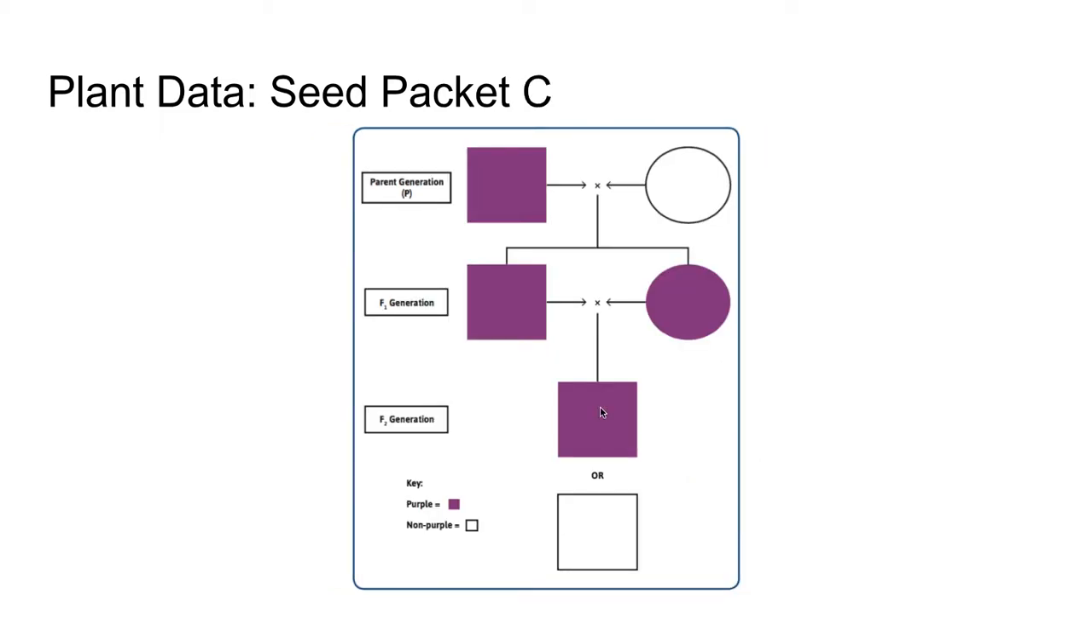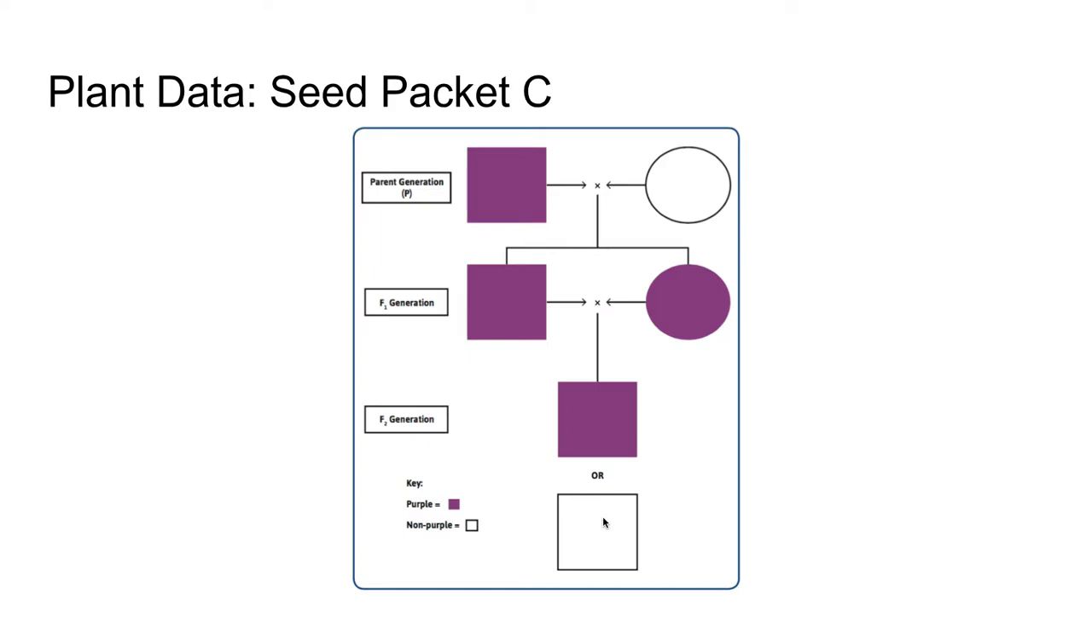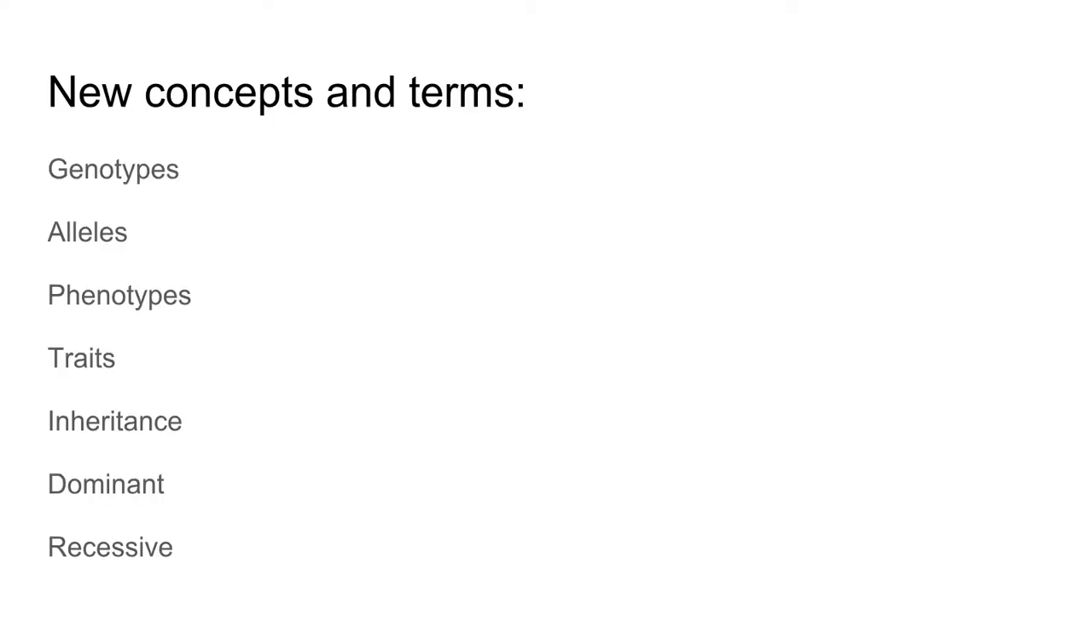For packet C, this is where we have a mixed seed. The seed's parents are purple and non-purple. The generation that we grew, let's say it's purple. It could be either or. The generation that passes on could also be purple or non-purple, being green. So that's how we can identify patterns in heredity using data from our plants and from human pedigrees.